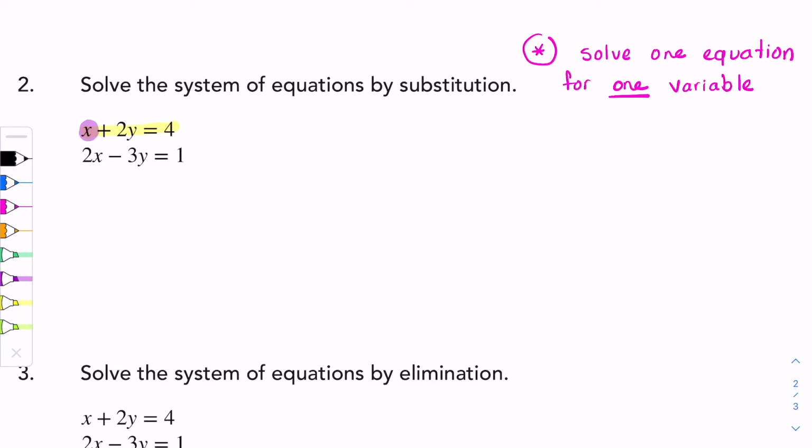When I solve for that, I have x plus 2y is equal to 4. Because I am solving for x, I need to subtract 2y from both sides. And that leaves me with the equation of x is equal to negative 2y plus 4.